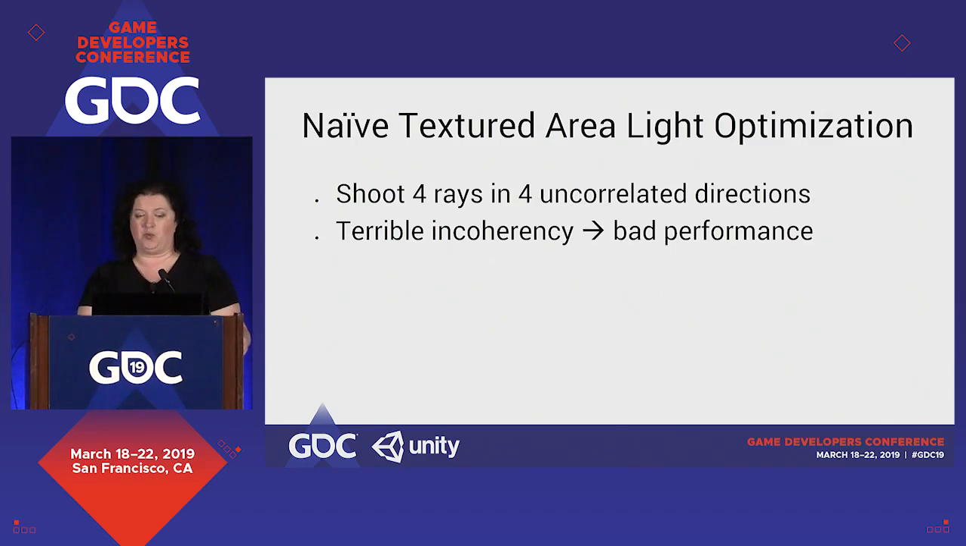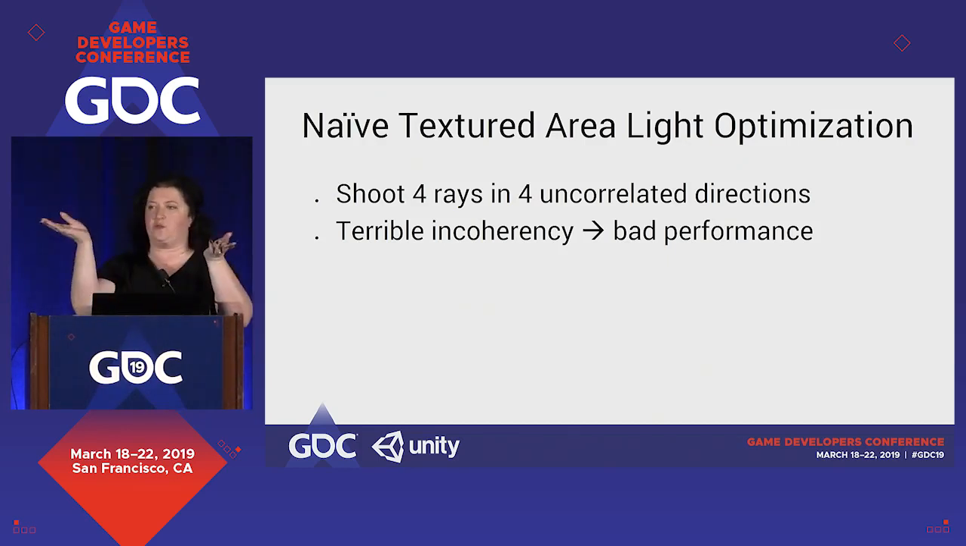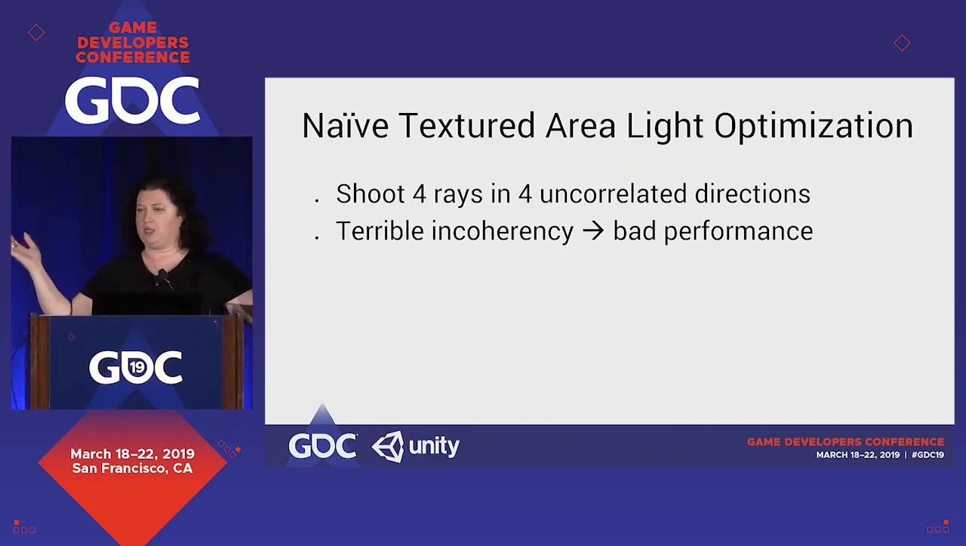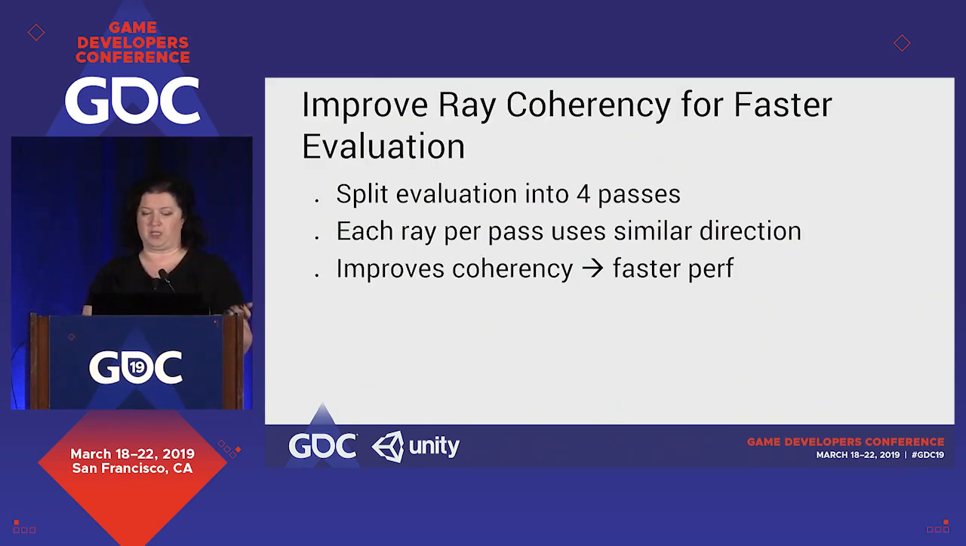In our case, let's look at the naive approach first. We want to do 4 samples for the area light, and we shoot them in basically 4 uncorrelated directions. No guarantees of coherency whatsoever. God knows what point in the cache you will hit. As you can imagine, it gets quite poor performance. The alternative is to split the evaluation into 4 passes, and each ray per pass will use an approximately similar direction, which allows us to get much better coherency for the execution of that pass, resulting in much better performance, despite the non-obvious fact that we're going for 4 passes.